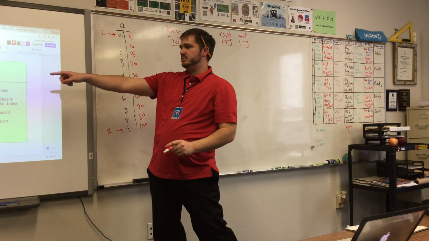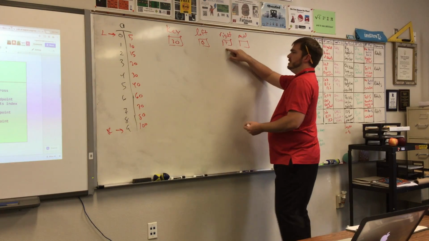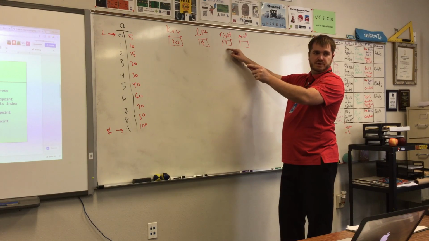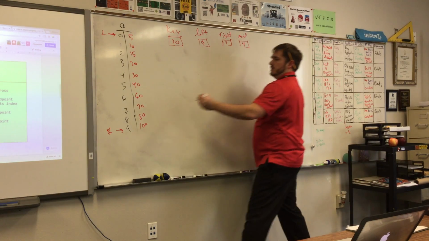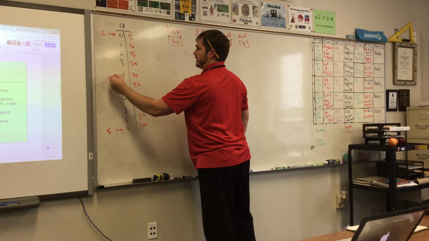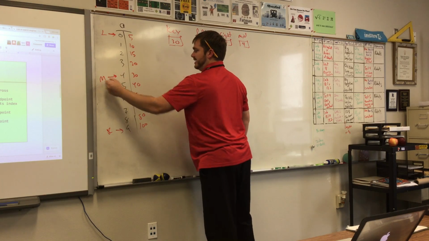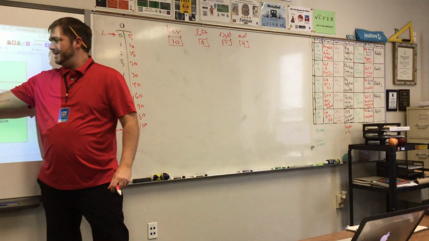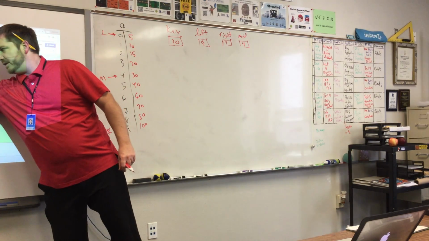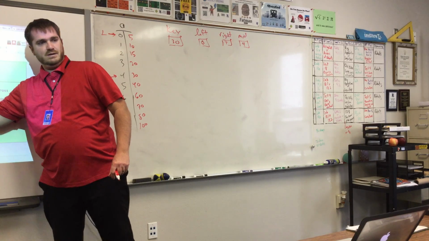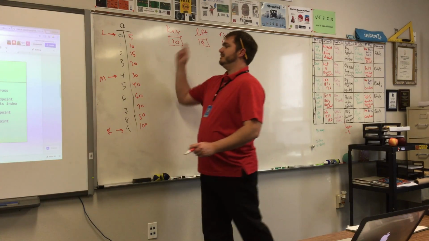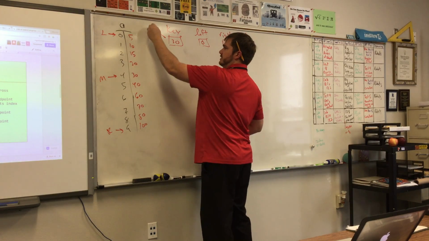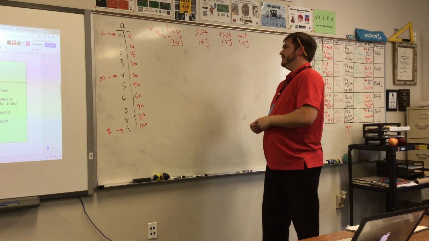Midpoint equals left plus right over 2. So 0 plus 9, 9 divided by 2, 4.5. But we're doing integer division, so 4. Okay, this is going to be fast. Is the value at the midpoint equal to the key? Yes, it is. First try. Great, so let's return that. Return midpoint, so return 4. Best case scenario.